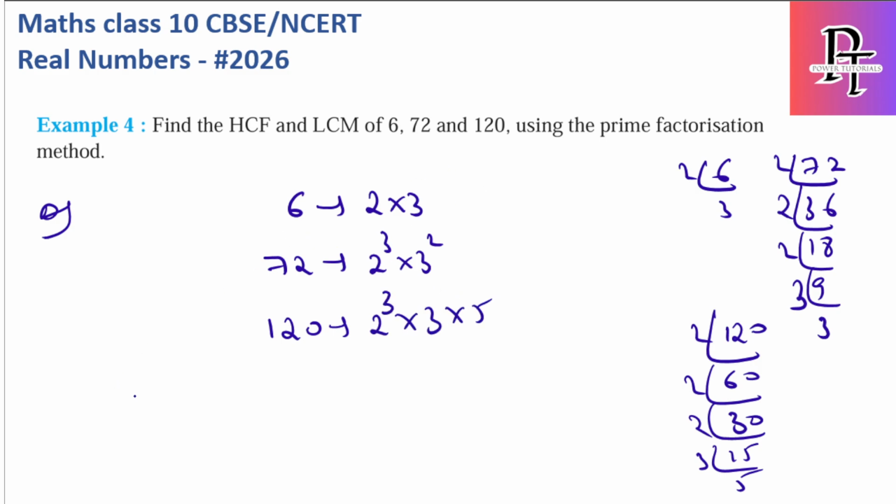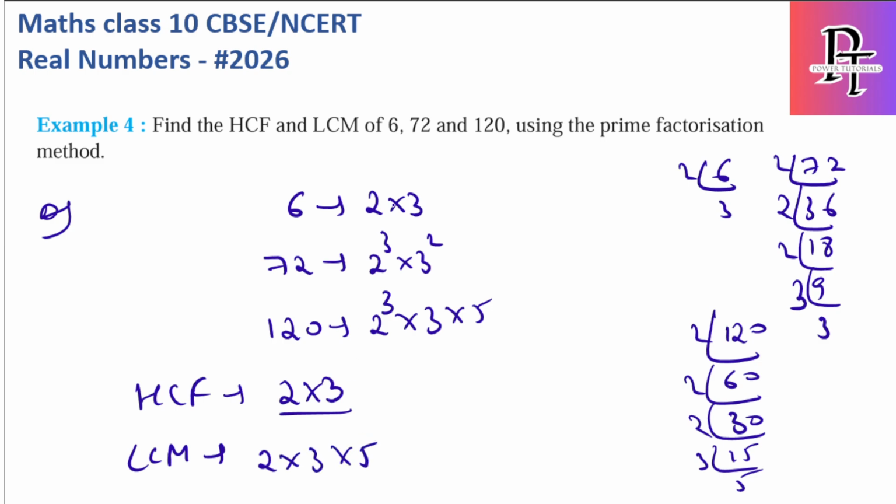So first, the HCF. For all three, if you take the common factors, only 2 and 3 are common, and we have to consider the least powers. So that is the HCF. For the LCM, I will first write all the prime factors involved: 2, 3, 5. Now let's see the highest. Highest of 2 is 2 cube. Highest of 3 is 3 square. Highest of 5 is 5 to the power 1. So 2 cube is 8, 8 into 9 is 72, 72 into 5 is 360. So the LCM is 360 and the HCF is 6.